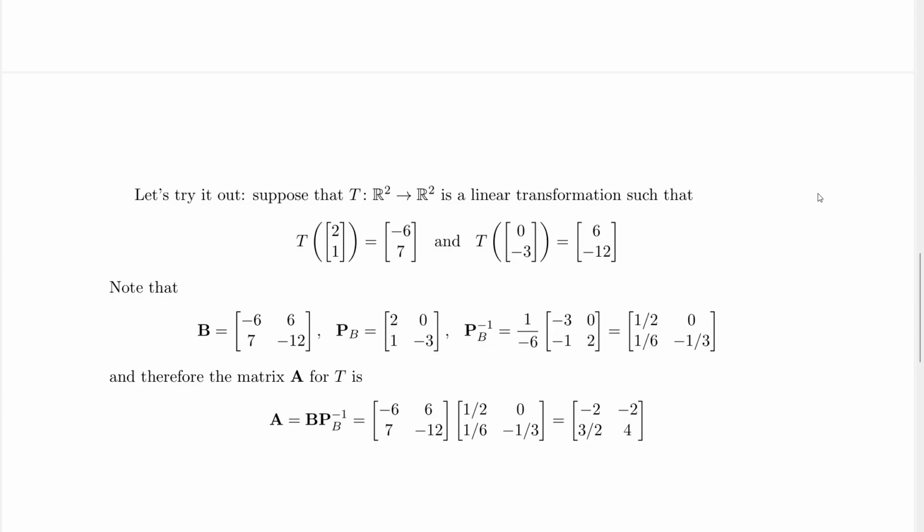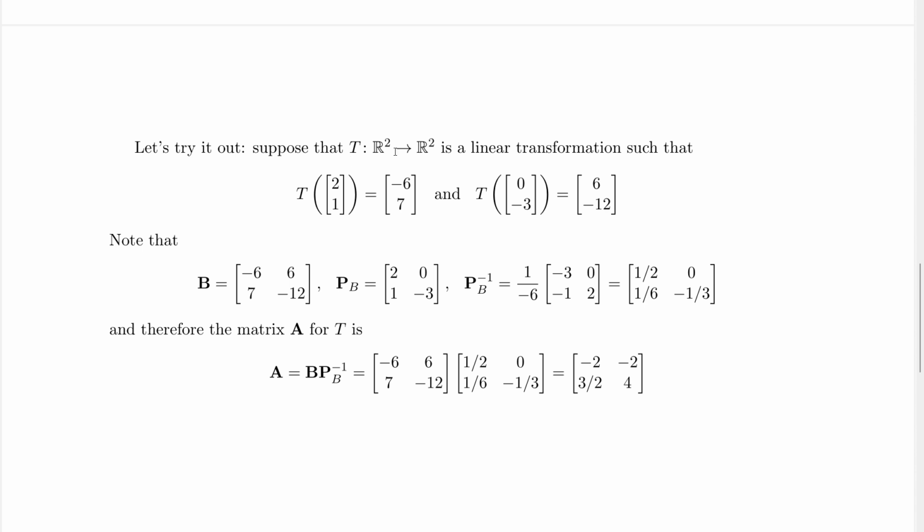All right, so suppose that I have a linear transform from R2 to R2, and I know it sends the vector (2, 1) to (-6, 7), and it sends the vector (0, -3) to (6, -12). All right, now I could play around with these and figure out what T has to do to the standard unit vectors, or, as I just demonstrated, I can directly compute the matrix by first making the matrix whose columns are the outputs. So I'll take my (-6, 7) and my (6, -12) and smash them together.